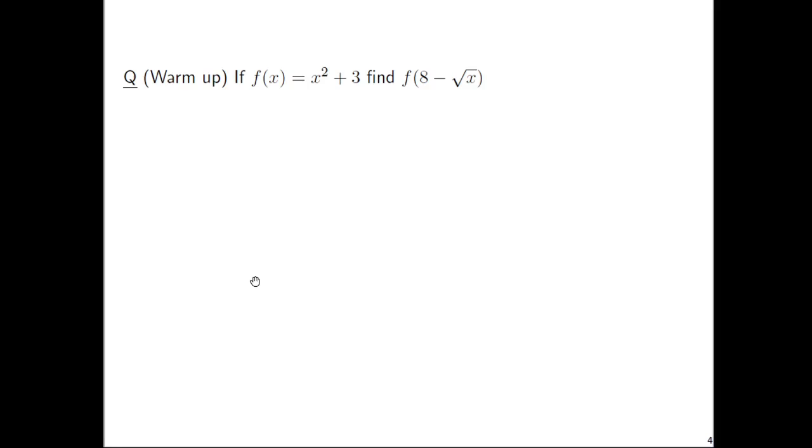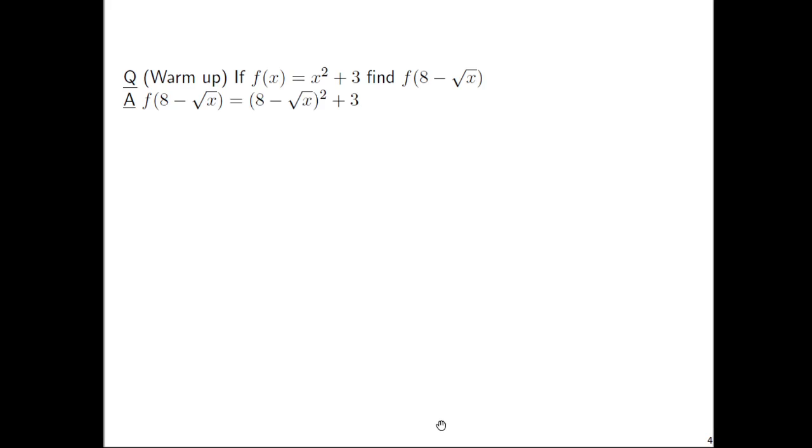As a warm-up, let's look at this. If f of x equals x squared plus 3, find f of 8 minus root x. So in this f of x equals x squared plus 3, every x that you see needs to get replaced with 8 minus root x. So f of 8 minus root x equals quantity 8 minus root x squared plus 3.